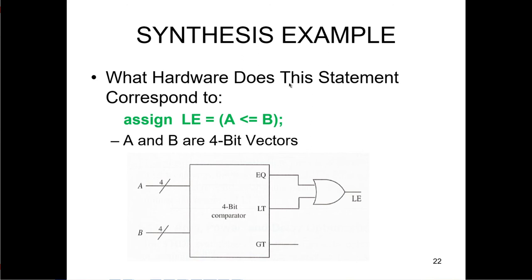Okay, let's look at another one. In this one, we want to generate this less than or equal. So we have to have a 4-bit comparator with 4 bits of A and 4 bits of B. Then we have these three outputs: equal, less than, or greater than. And then we just OR equal and less than together, and we get less than or equal.